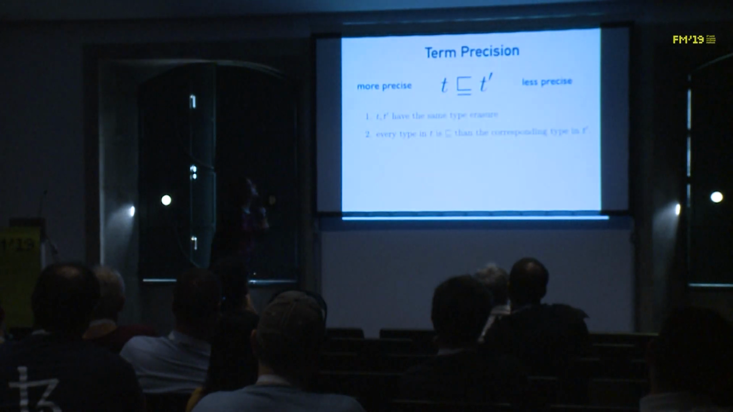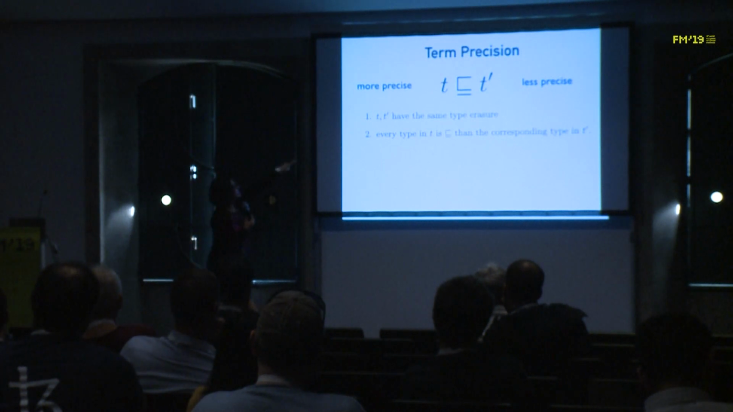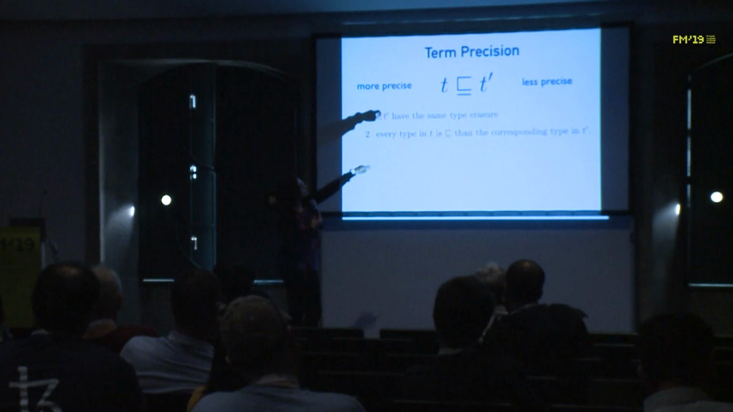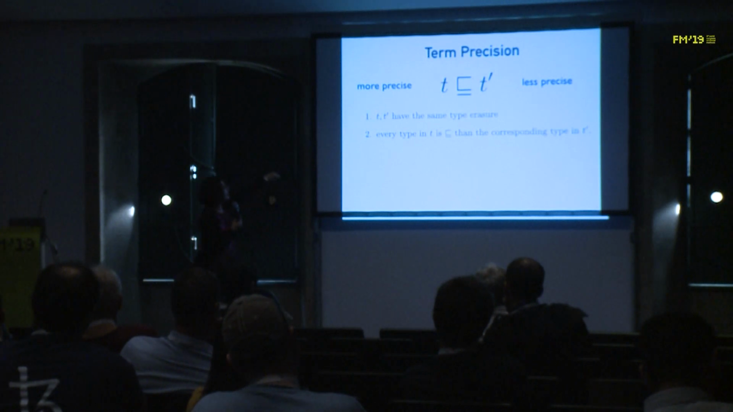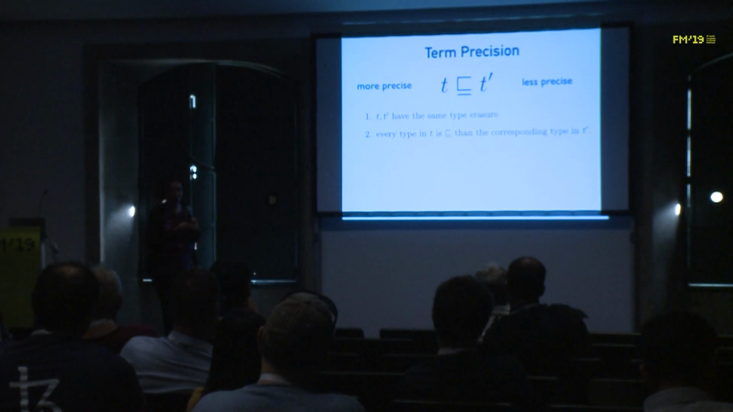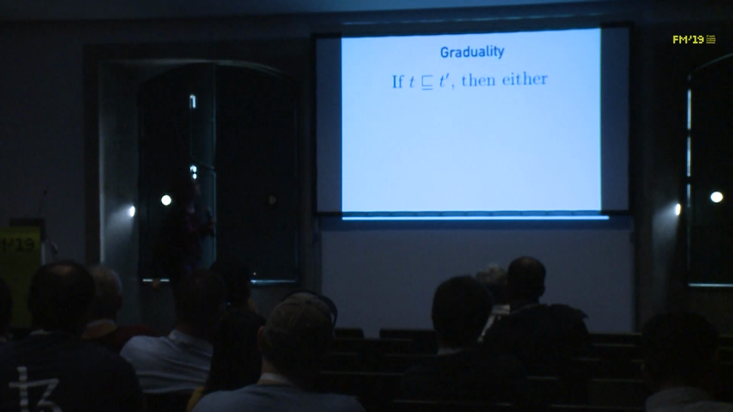So it's a refinement property. Just in a little bit more detail, and now with the symbol reversed: we say that a term t is more precise than a term t prime if t and t prime have the same type erasure, so if you erase all the types, they're exactly the same term, and every type in the term t is more precise than the corresponding type in t prime, which is what I said previously on the last slide.